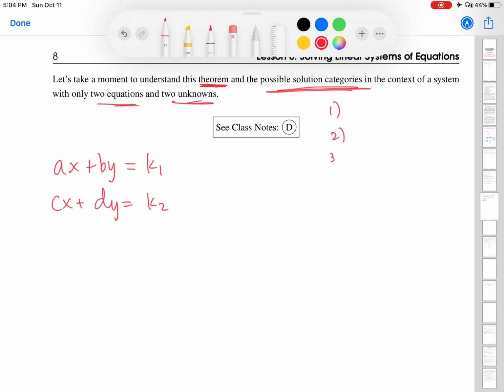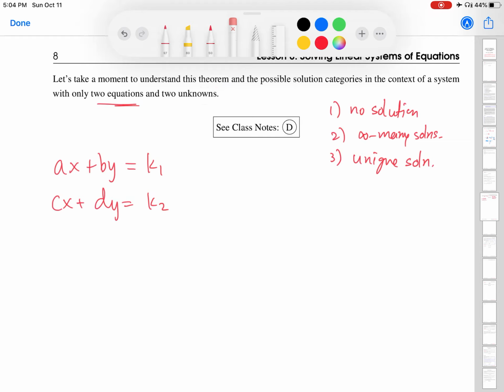It says that linear systems either have no solution, infinitely many solutions, meaning an infinite number, or a unique solution. Just one solution. All right, so what I wanted to do in this class notes is help you understand, get some intuition for why those are the three categories and how this might make sense.